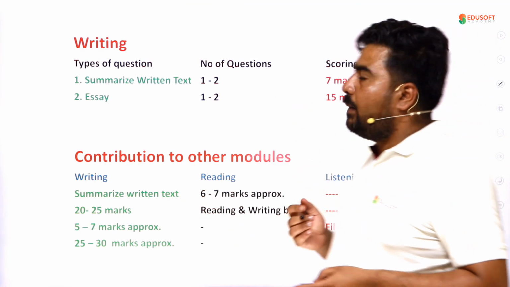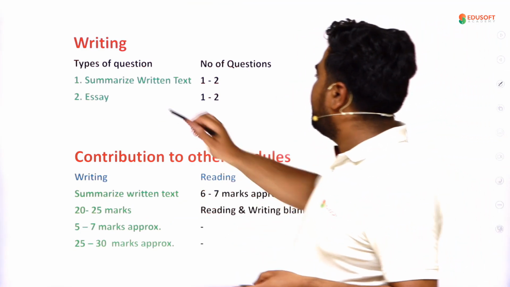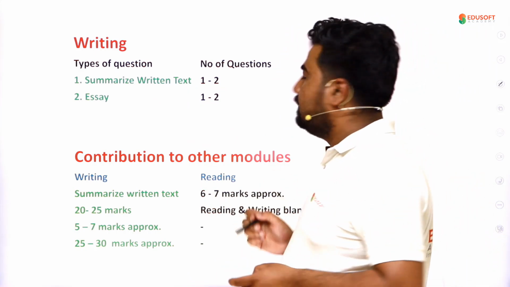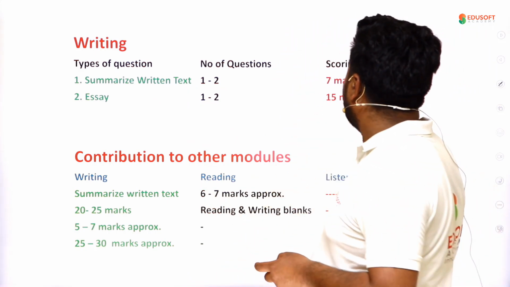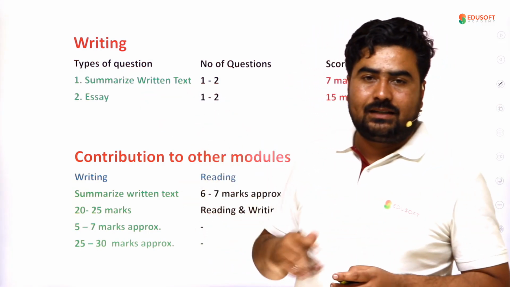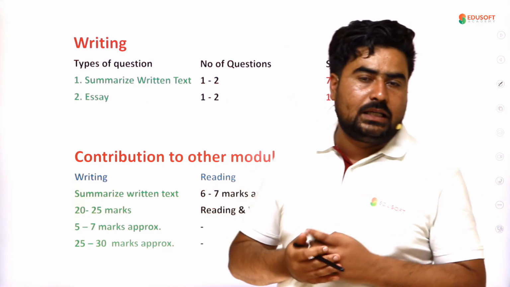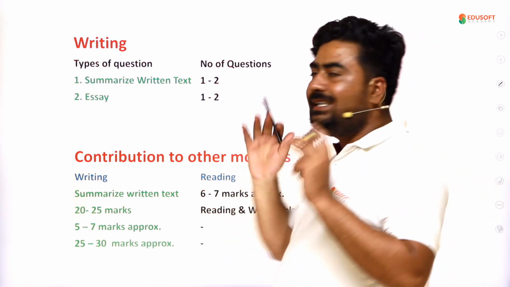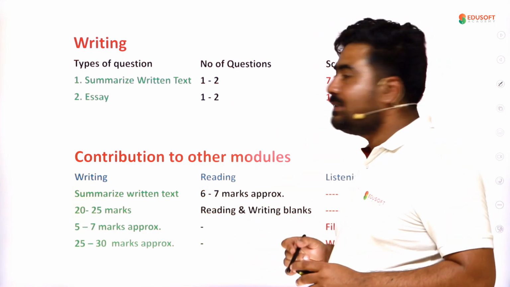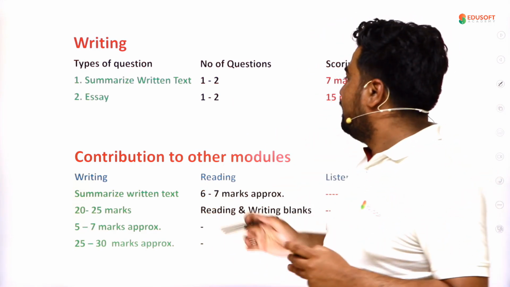Then it will be followed by writing. Under writing, summarize written text: 1 or 2 questions will be asked to you, and they will be 7 marks each. You have to summarize the text. The text will be given to you on your computer screen, and by seeing that, you will have to make a summary of it, and it will be 7 marks. It also has its template.